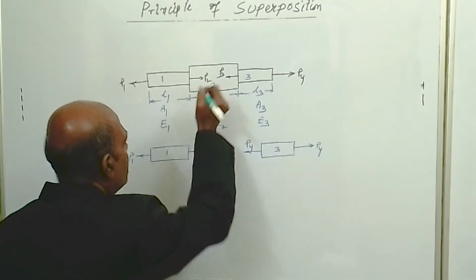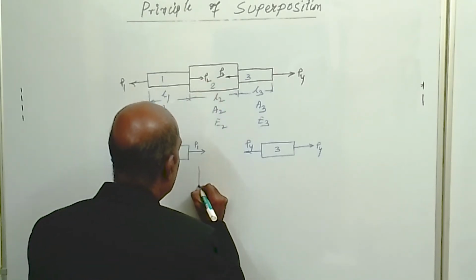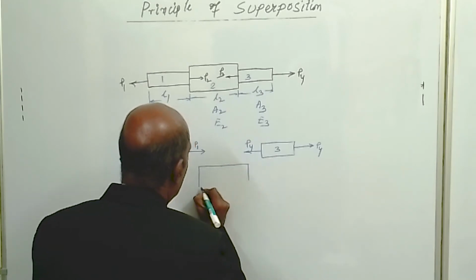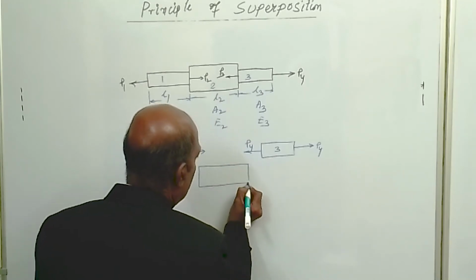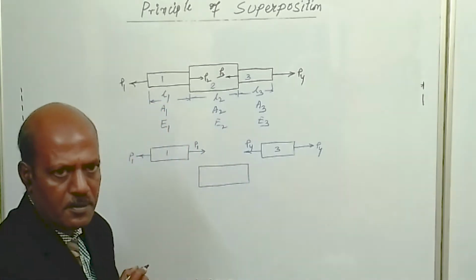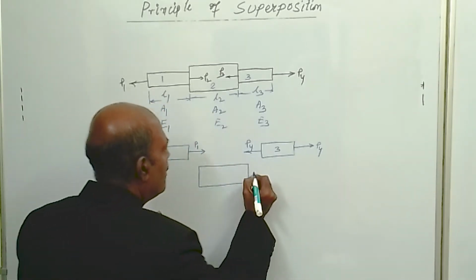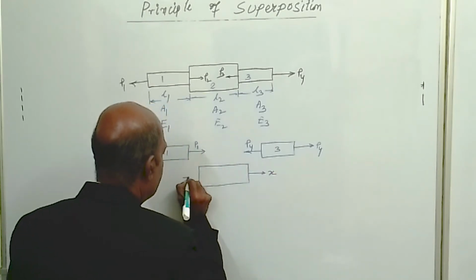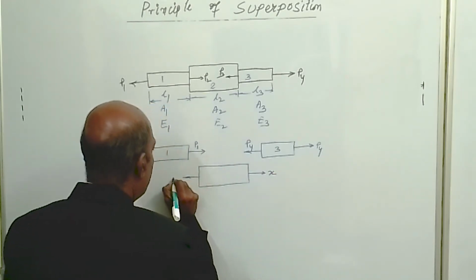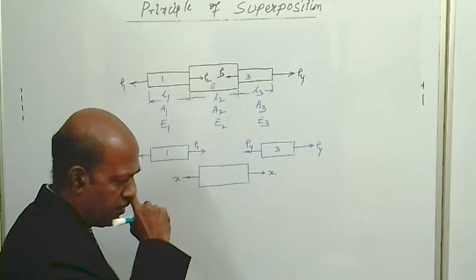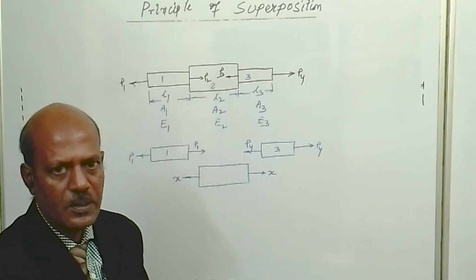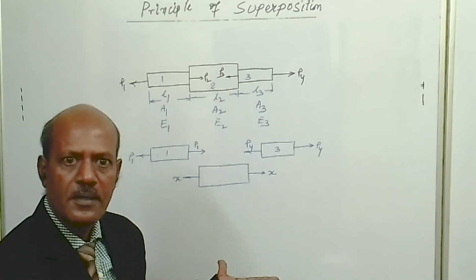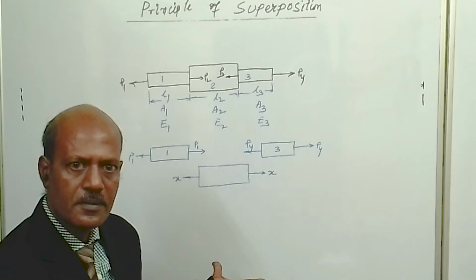Now the middle part, that is segment 2. So we are drawing segment 2. We don't know what is the exact force acting on this segment. Let us say X, and we are considering a tensile load. Load X is acting on this segment. So if the left side is X, the right side will also be equal to X.